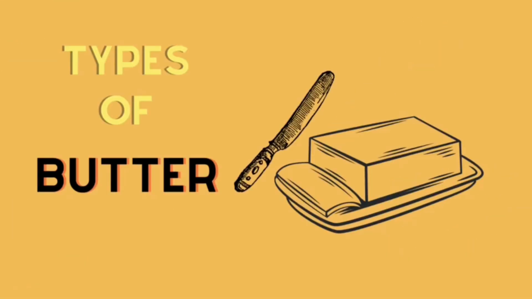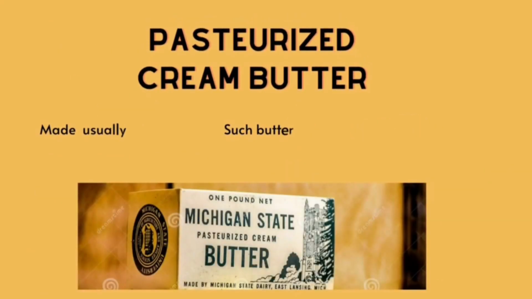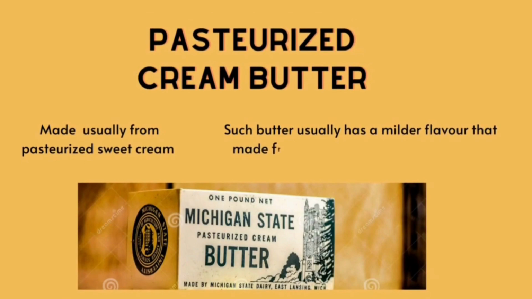Although we are aware that butter may be used for anything, do we know what their types are? The first type of butter, pasteurized cream butter, is made usually from pasteurized sweet cream. Such butter usually has a milder flavor than that made from similar cream not pasteurized.